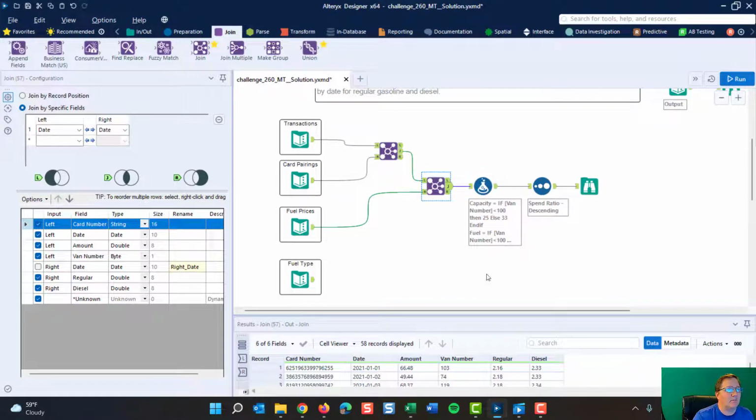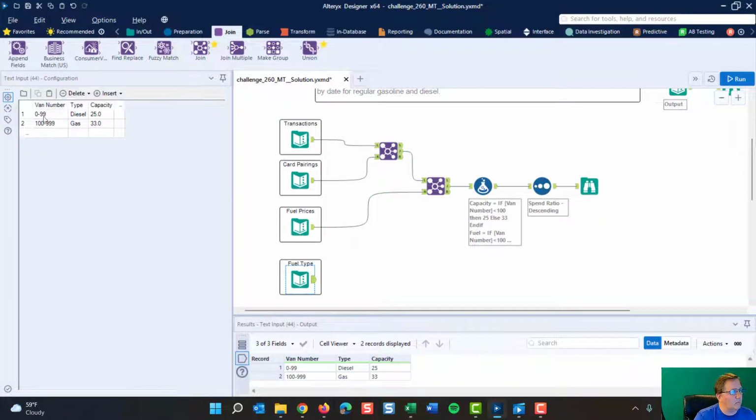I'm going to go ahead and pull this up. One of the things that's important in these challenges, just like at your work, is that you are oftentimes given information, and you may or may not need it. You may or may not have a better way to use the same information. Here, we're given a van number of 0 through 99 or 100 through 999, and it tells us the type and the capacity.